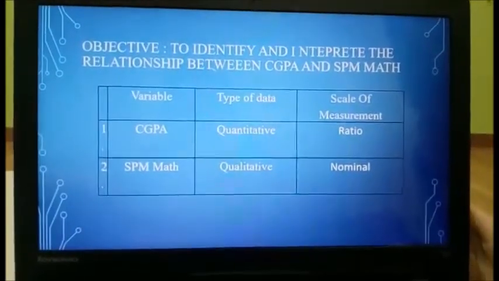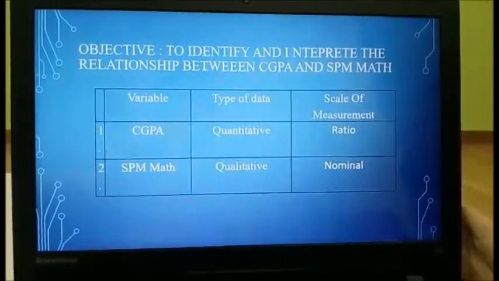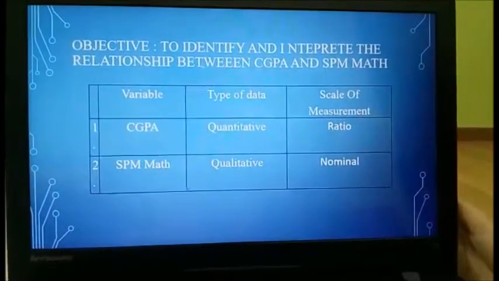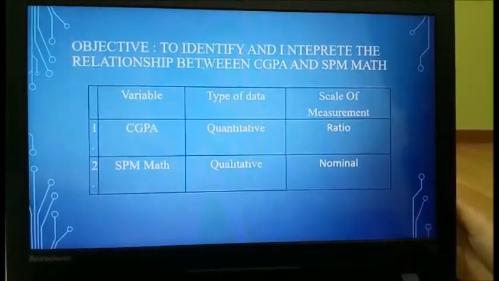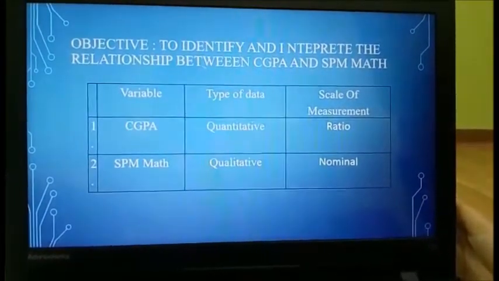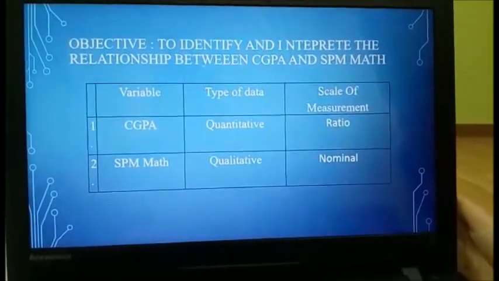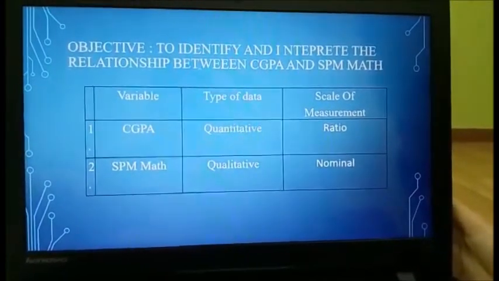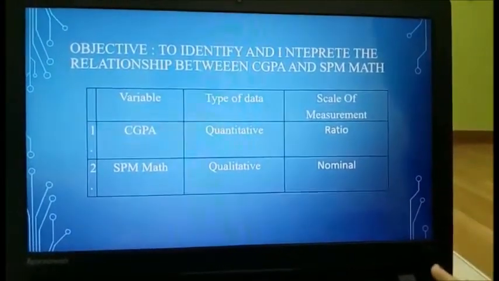Okay, objective: to identify and interpret the relationship between CGPA and SPM math. Variables: CGPA, SPM math. Type of data: quantitative and qualitative. Scale of measurement: ratio and nominal.